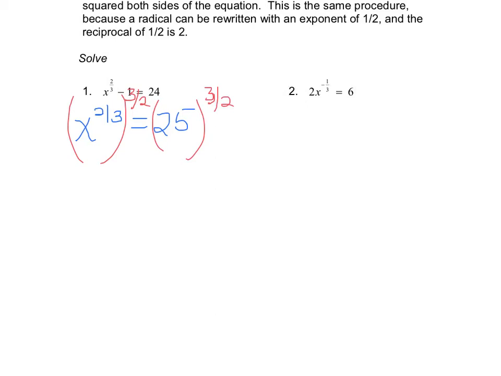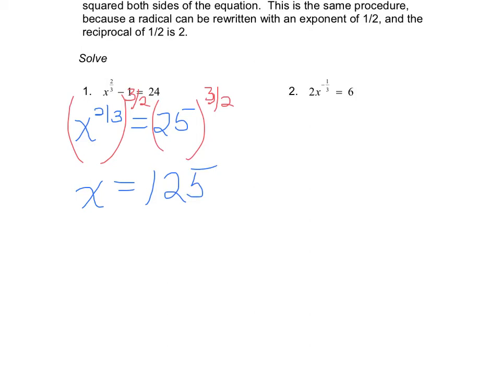Well, on the left, 2/3 times 3/2 is 6/6, which is 1. So basically I have x to the first, or plain old x. So now I got x by itself. And then I'm going to take out my calculator and go 25, caret, parentheses 3 divided by 2, close parentheses, enter. And I'm going to end up with 125.